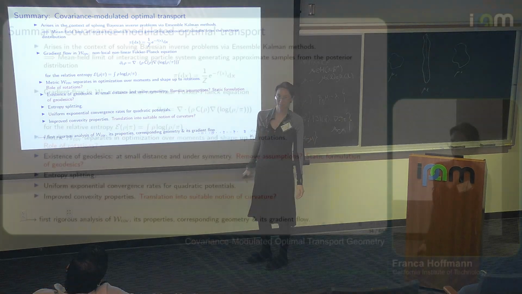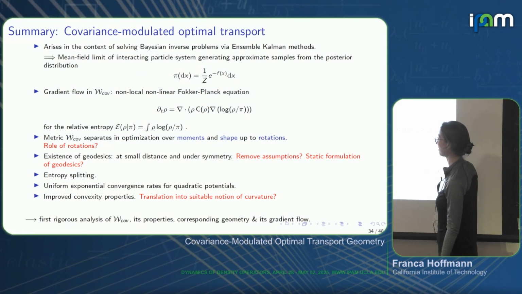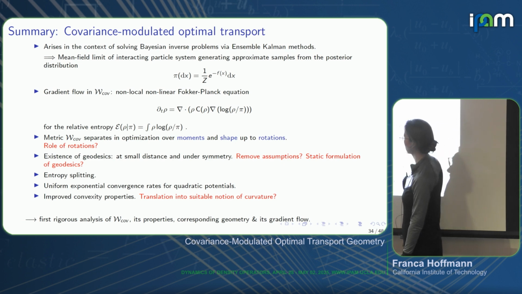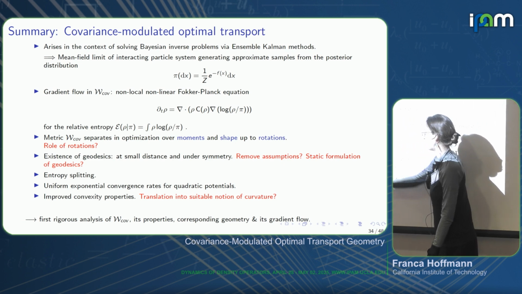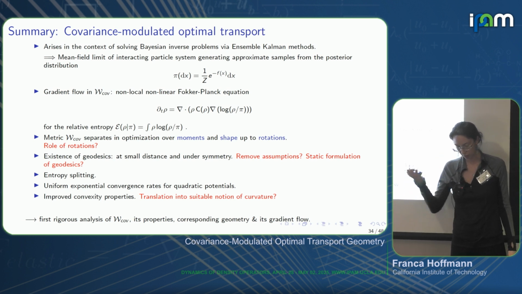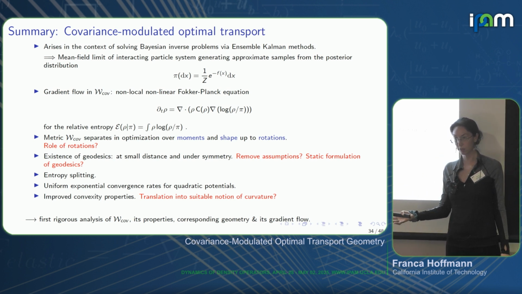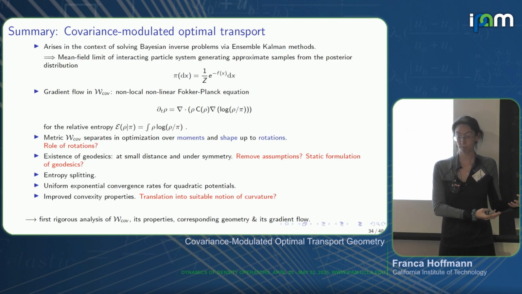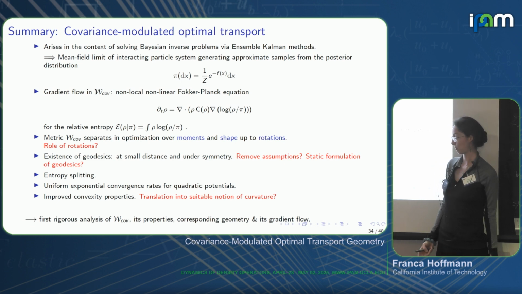Right, we would like to prove existence of geodesics, obviously, without these two assumptions. We get also splitting in entropy and the Fisher information. And yeah, this question of how this change of convexity properties of the functionals for the covariance-modulated geometry translates into curvature properties of the space? That's something I think would be very interesting. So yeah, I think I will stop here.